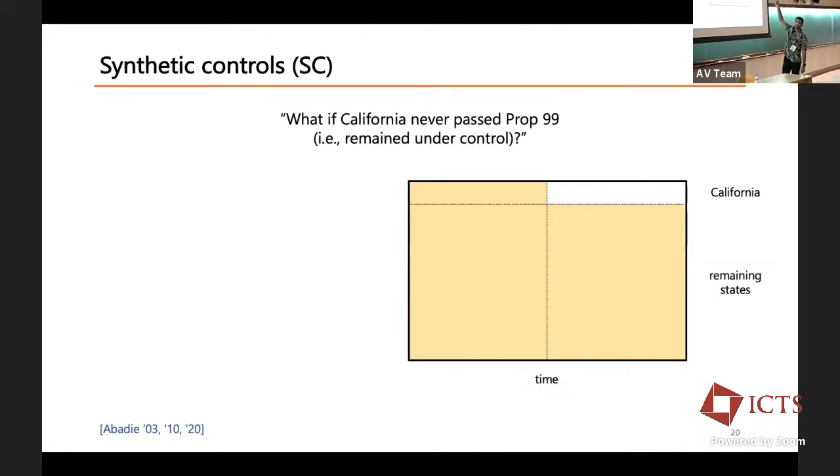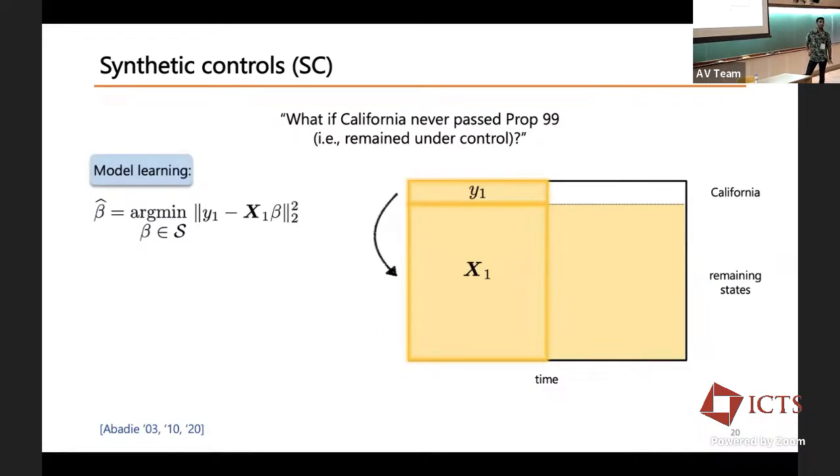And so, for example, that's the type of policy thing we talked about, where at this time, California introduced Prop 99, and so its outcomes without Prop 99 or under control are missing. And I want to know what would have happened to California had it remained under control. So it's a very simple algorithm.